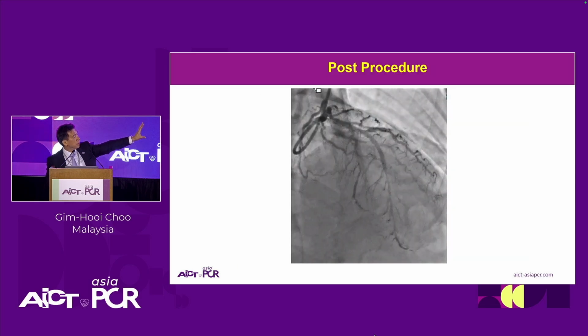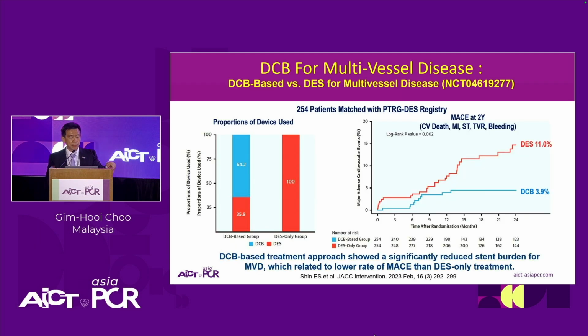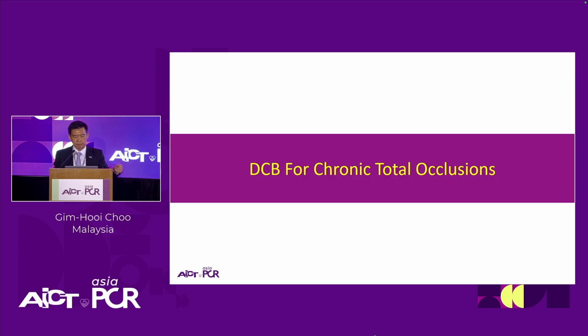This is the end result. And you look at 9 months later, the vessel continues to grow, gets better with DCB therapy. And we have some data that for long disease multivessel, the DCB-based strategy makes you use less stent and also maybe come back with less MACE events.